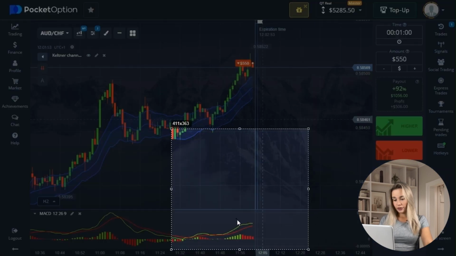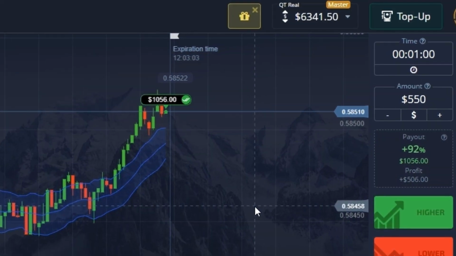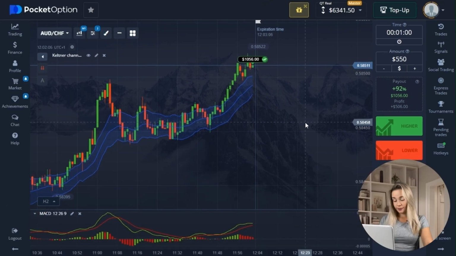We're also getting confirmation from the MACD indicator. Its lines are converging, clearly seen on the histogram bars, so you can see it. Awesome guys, this trade brought in a cool $506 profit. Let's keep the momentum going and look for another juicy opportunity.